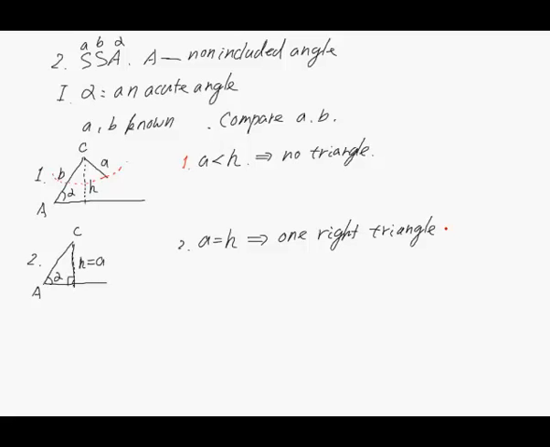And case 1 and case 2 are both simple. Now let's look at case 3. Case 3 is just the ambiguous case. So in case 3, we have this length A bigger than H, but less than B. So we have A bigger than H and less than B.